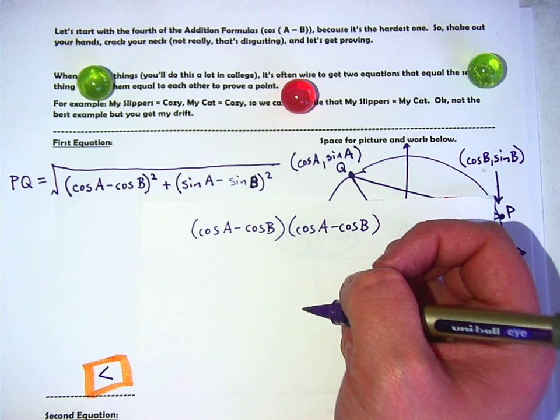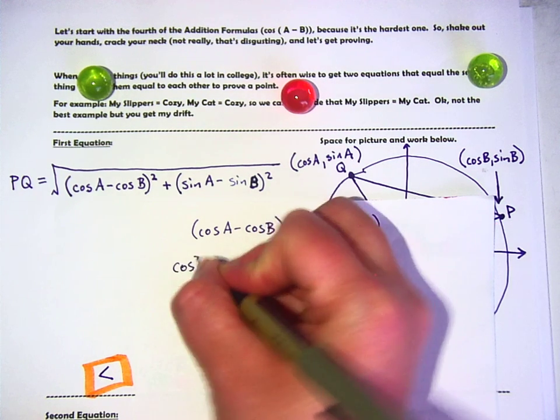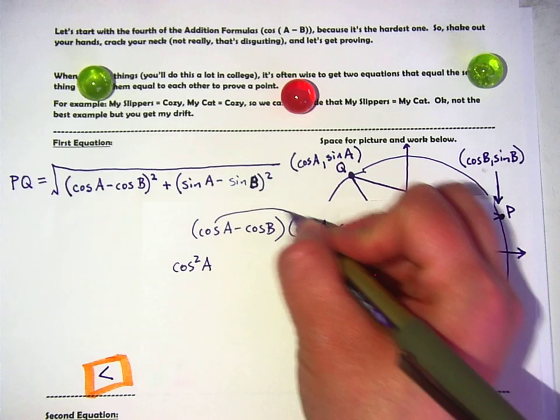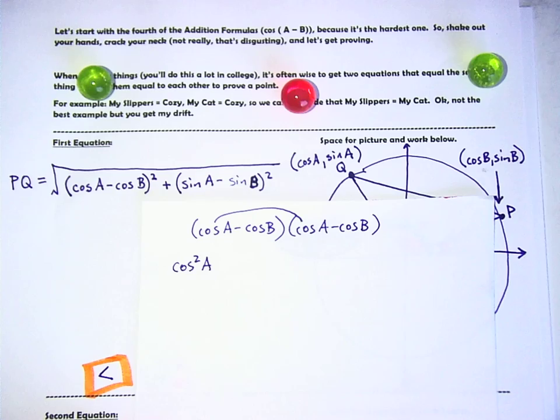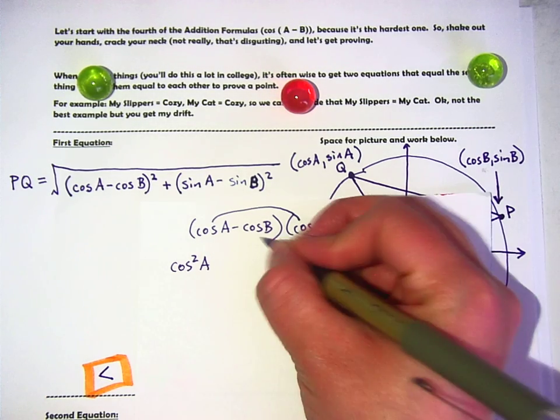Want to try it, Thomas? I don't know, like cosine A squared? Yep, it'd be cosine A squared. That would be this one, right? You just did those two? Yeah. Cosine B squared. Cosine B squared is here.